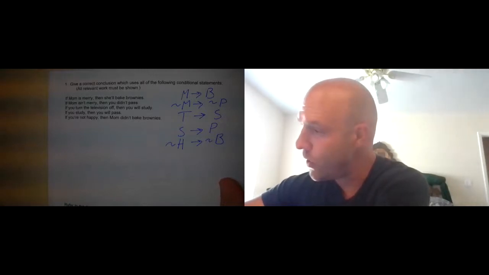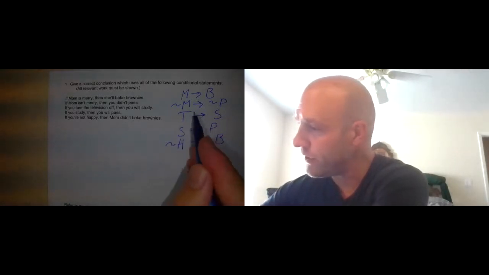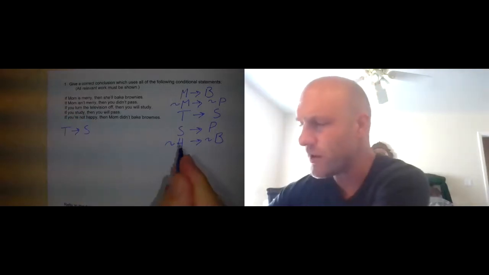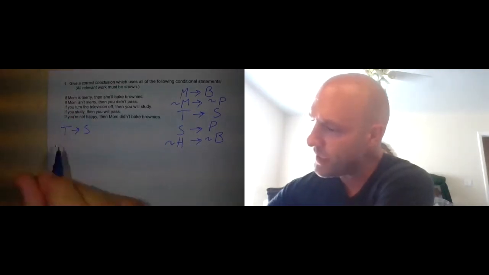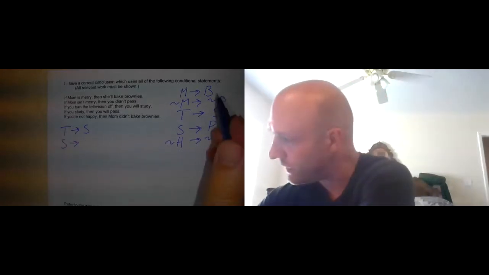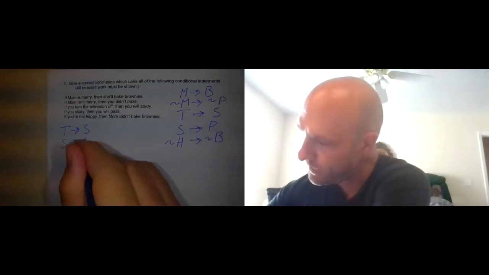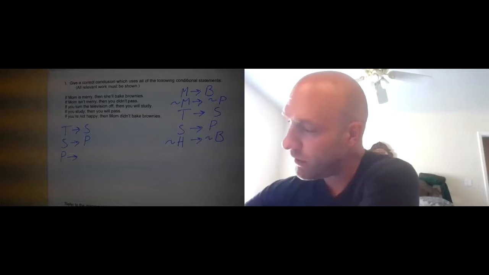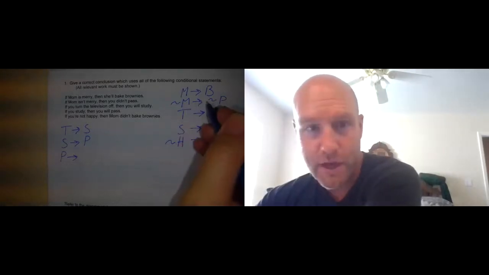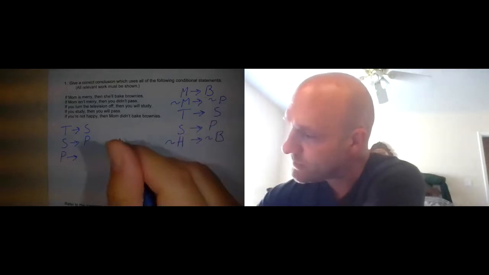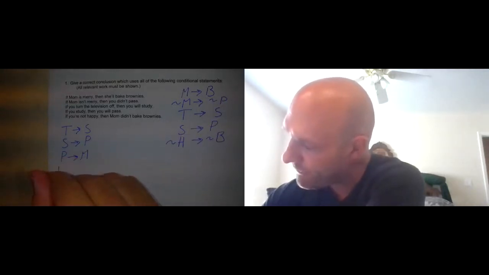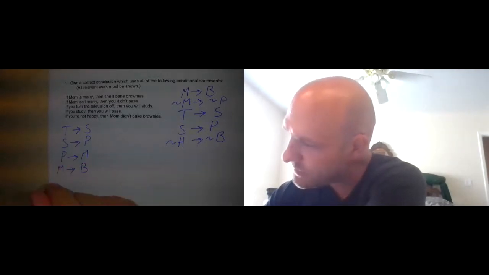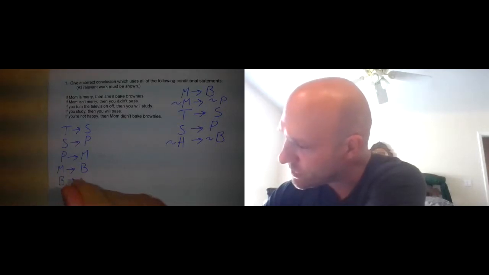I've got to identify one place where a letter appears only once, and I could use the T to start off with. I could also use the not H. Okay, so my next one has got to say S goes to something. Let's see if I have something. Oh yeah, S goes to P. My next one has got to say that P goes somewhere. Where does P go? I don't have one, but I do have this, which I can take the contrapositive of. So P goes to M. I have a M goes to B, and one more contrapositive. Let's see that B goes to H.